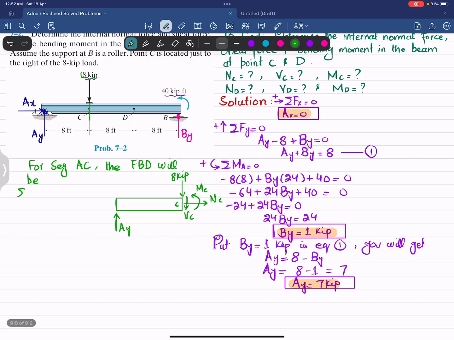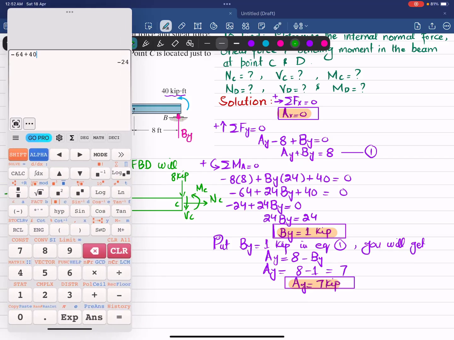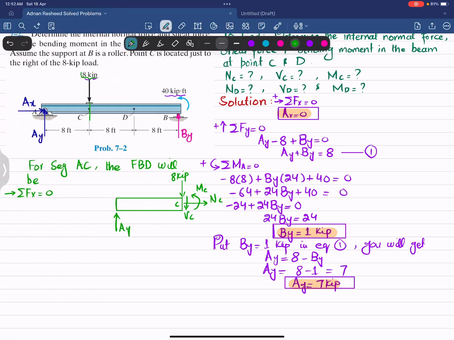First, for horizontal force, we will apply the equation of equilibrium, that the sum of all forces along x direction must be equal to 0, and force toward right is taken as positive. So only NC is acting horizontally, there is no other load, so it means that NC should be equal to 0. Now we'll apply the second equation of equilibrium for finding VC, that is, the sum of all forces along y direction must be equal to 0, and upward force is taken as positive.